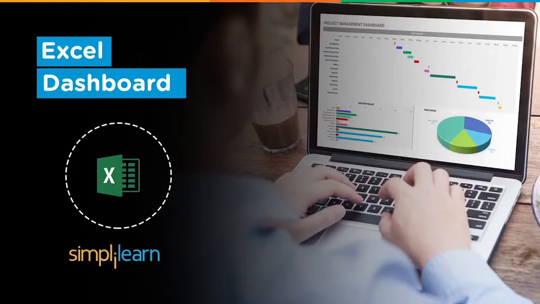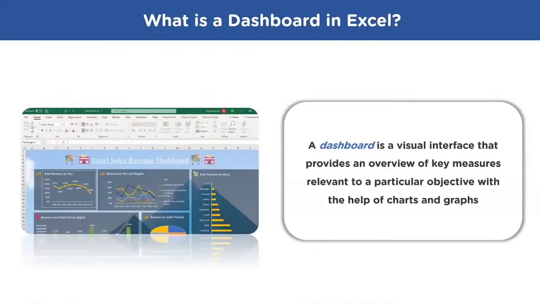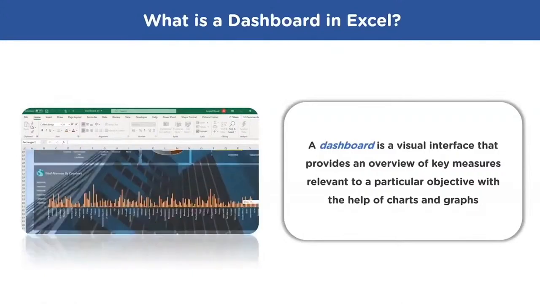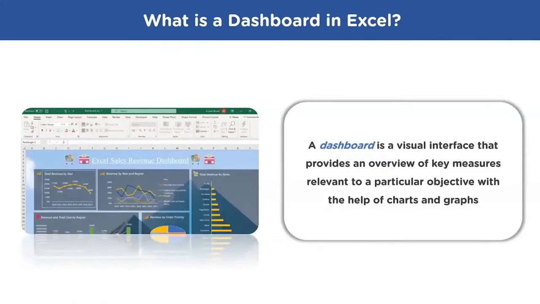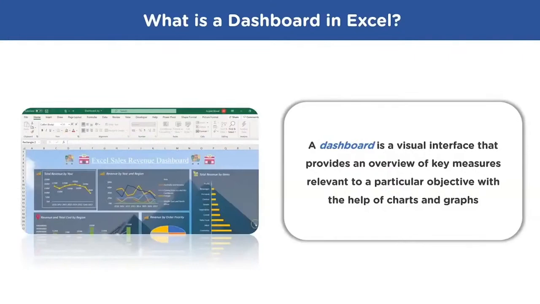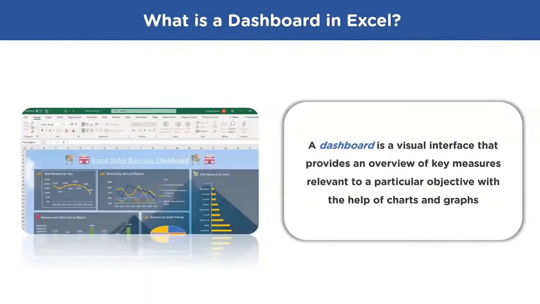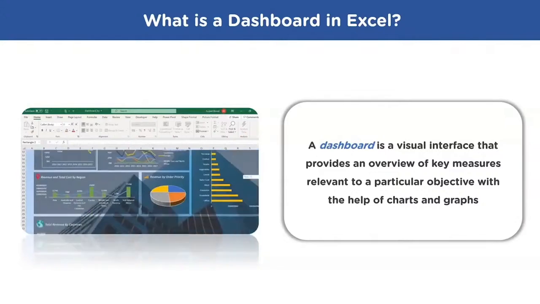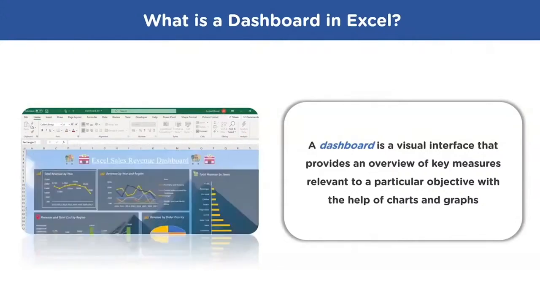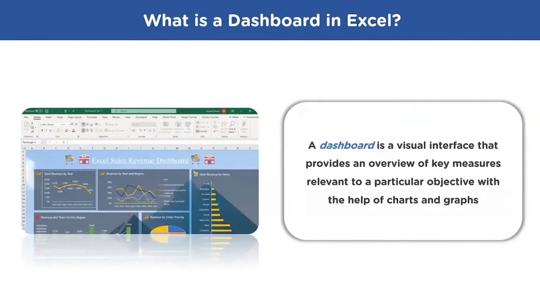Now, let's begin by understanding what is a dashboard in Excel. A dashboard is a visual interface that provides an overview of key measures relevant to a particular objective with the help of charts and graphs. Dashboard reports allow managers to get a high-level overview of the business and help them make quick decisions. There are different types of dashboards such as strategic dashboards, analytical dashboards, and operational dashboards. An advantage of dashboards is the quick detection of outliers and correlations. With comprehensive data visualization, it is time saving as compared to running multiple reports. With this understanding, let's jump into our demo.